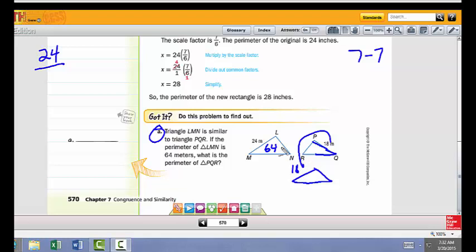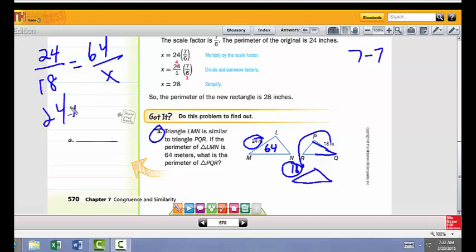So now we have corresponding sides of 18 and 24. So we have 24 is to the side 18 as 64, the perimeter of the larger, is to the smaller. So we should recognize right away we're going to get a number smaller than 64 here. So we have 24 over 18 equals 64 over x. That's going to give us 24x equals 1,152, and we have to divide both sides by 24.